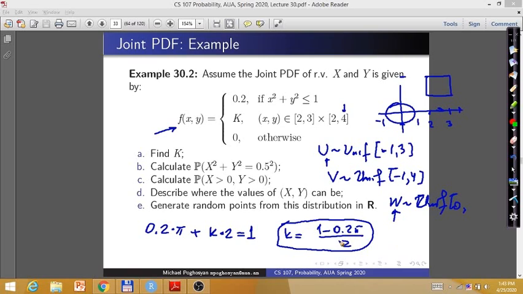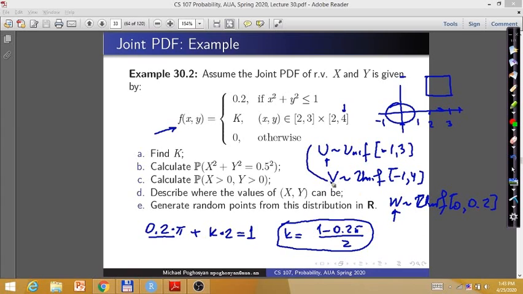0.1, let me see which one is larger. So 0.2 times 3, 0.6 with something, 1 minus 0.6, 0.4 over 2, 0.1. So this is larger. So the maximum value is 0.2, so I can take 0.2.